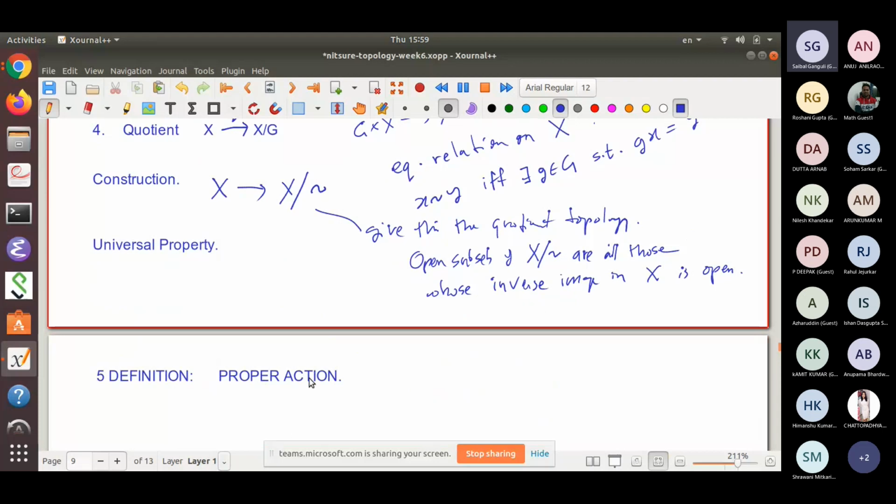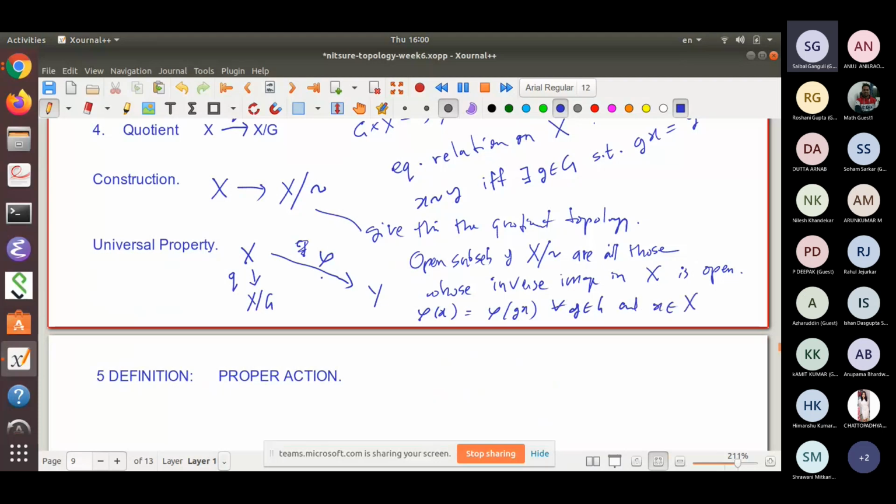Okay. What is the universal property of this construction? The same universal property of any quotient. So I have this X to X mod G, and suppose I have any other continuous map to Y. This is my quotient map Q. This is some other map. Let's call this map varphi. Varphi should have the property that varphi of x should be varphi of gx for all g belonging to G and x belonging to X.